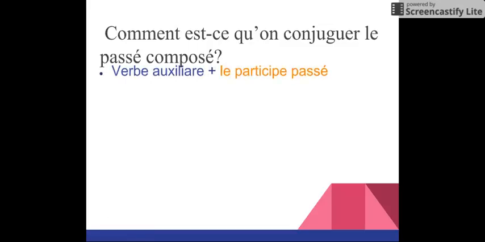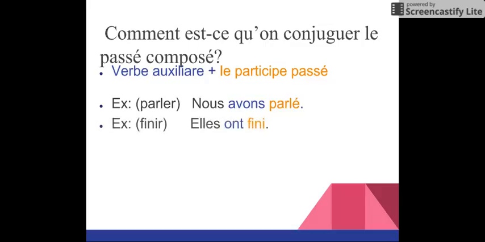First, you have the auxiliary verb, which will be the verb avoir, and then you will have the participe passé, or the past tense of the verb you are conjugating. Here's an example for ER verbs. Nous avons parlé. So you have the pronoun nous, then you conjugate avoir with nous, which is nous avons, and then the past participle of parler is parlé with e accent aigu. For an IR verb, you take off the R and the ending on the past participle is I. So you have elles ont fini. They finished. Notice I have conjugated avoir with elles, plural, and then the past participle.